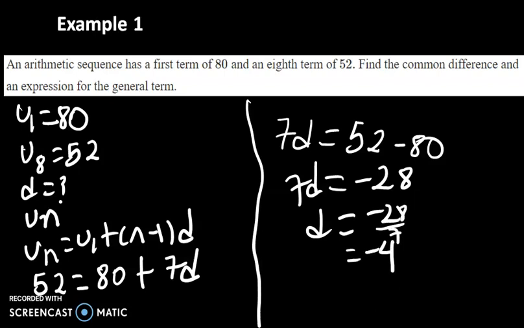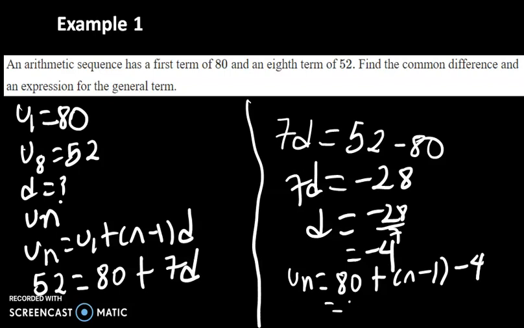To find the general term, un, since u1 is 80, plus n minus 1, and d is minus 4, it becomes 80 minus 4n plus 4, so that is 84 minus 4n. It's not visible, but I guess you can see it. So that's the un. We have solved our first problem successfully. Let's get to our second one.